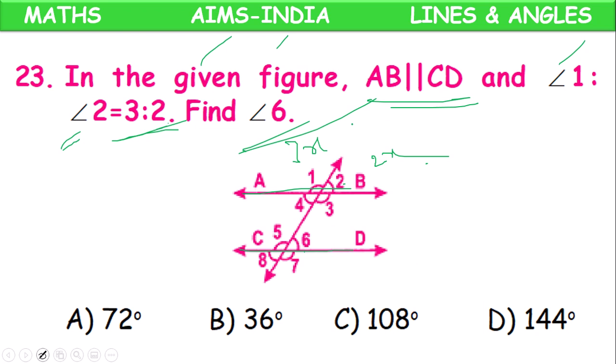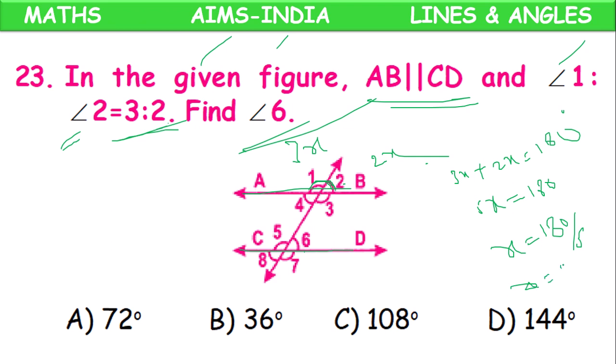From the diagram, 1 and 2 form a linear pair. So 3x plus 2x equals 180 degrees, 5x equals 180 degrees, x equals 180 by 5, x equals 36 degrees. If x is 36, what about angle 1? 3 into 36, 108 degrees. What about angle 2? 2 into 36, 72 degrees.